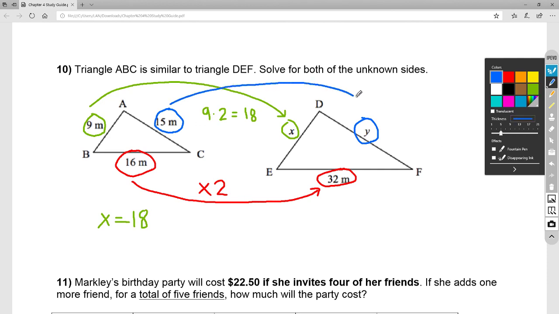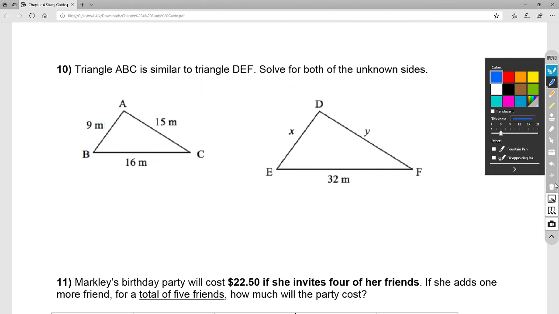You're going from 15 to y. Same thing, you're going to have to take 15 and multiply it by 2. And we can see that equals 30. So then y equals 30. Okay.